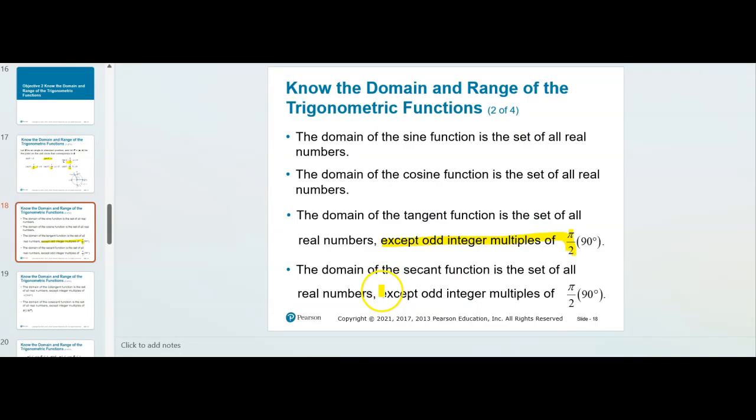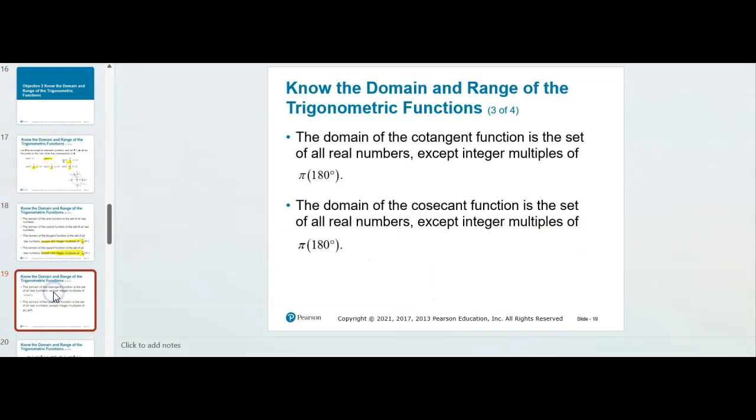And so that's why you see the odd, that's secant function. Secant, yeah, it's 1 over cosine as well. So that's the odd multiples of pi/2 as well. So anything that has cosine in the denominator, which is tangent and secant, will have that as its domain restrictions. Anything that has sine in the denominator, which is cotangent and cosecant, those are just the multiples of pi.